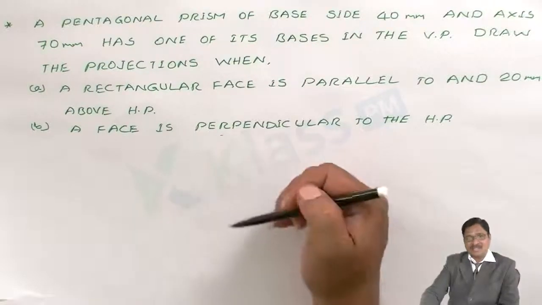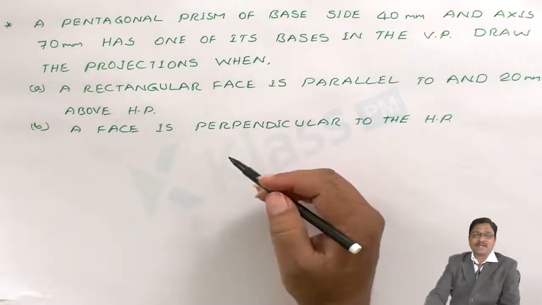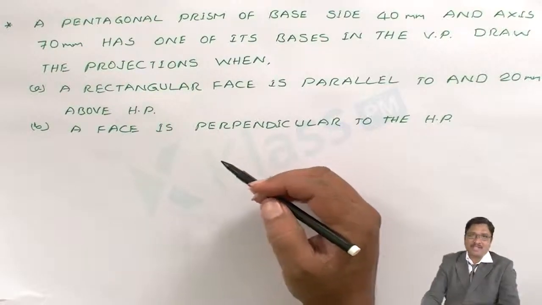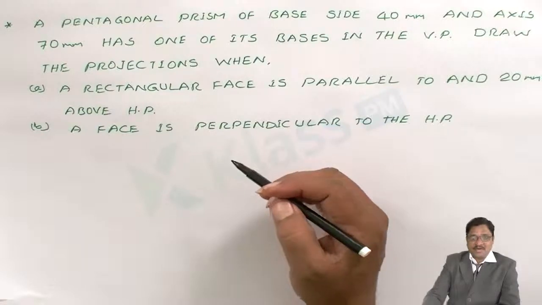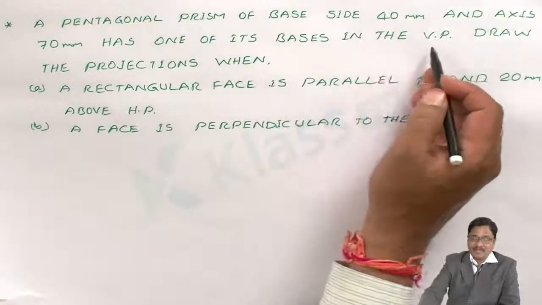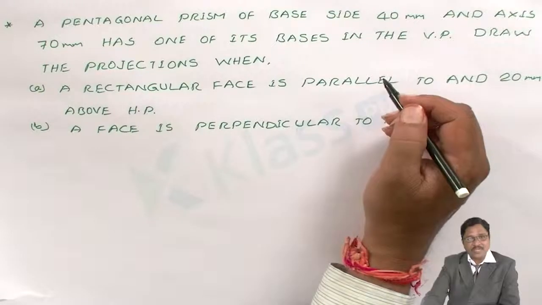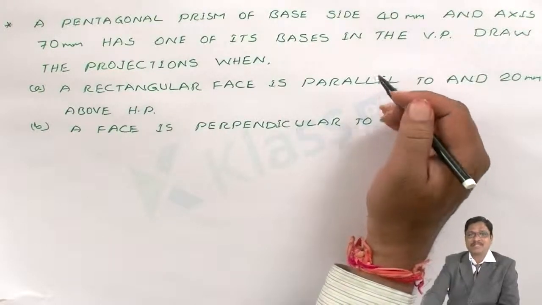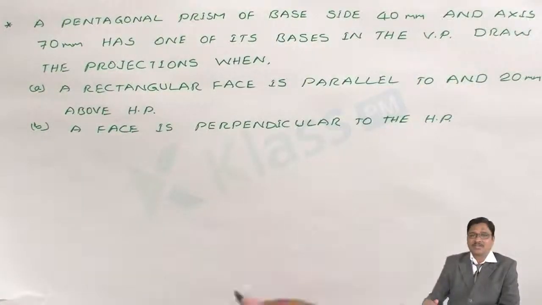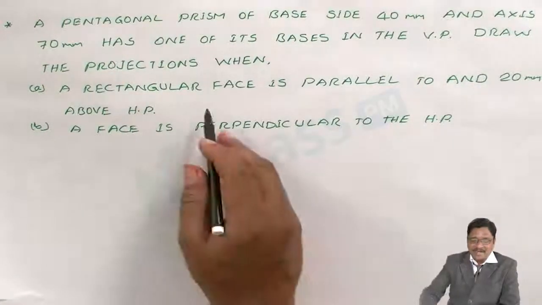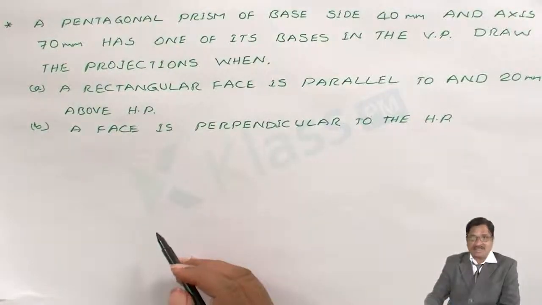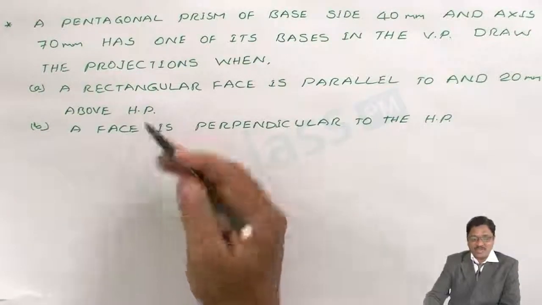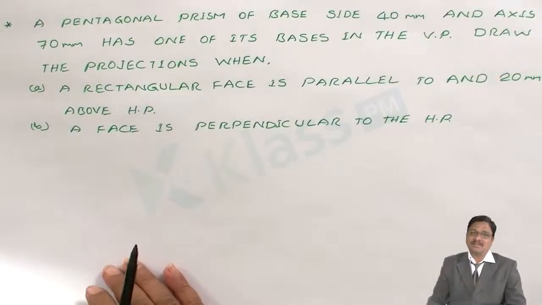Okay, let me start the first condition. In this one, you have to decide which view to draw first. For that, I am telling you every time that you have to observe the resting condition. So what is the resting condition here? In VP. In VP means the VP projection is to be initiated first. VP projection means the front view is to be drawn. The front view is the details of the horizontal plane. To move your solution, identify what the HP details are. What details are given? 20 mm above HP. So you have to consider that, and then I can start the solution.